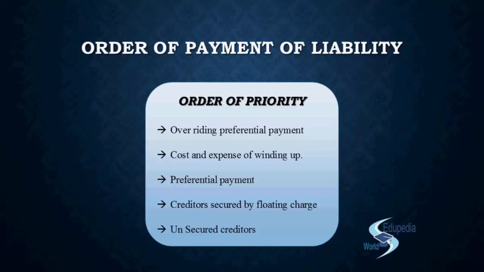Then once the overriding preferential payment has been settled, that means all the workmen have been paid their dues and all the secured creditors have been paid their dues, if you have surplus after selling your assets, you will first of all adjust the cost and expenses of the winding up. Now what are the cost and expenses of winding up? Everything that the liquidator incurs in order to conduct the procedure of winding up.